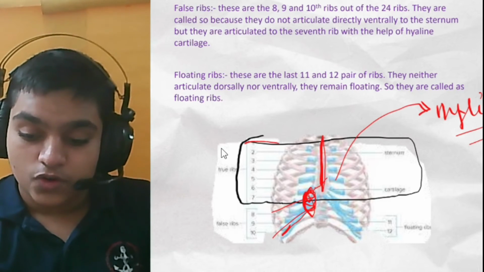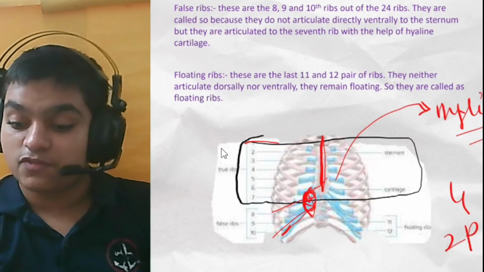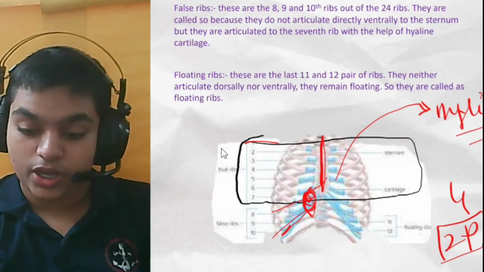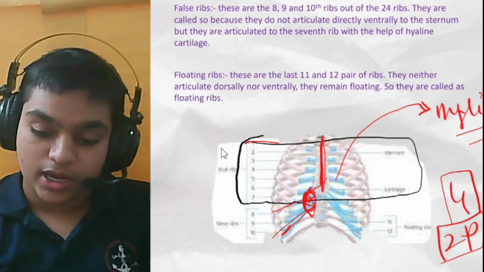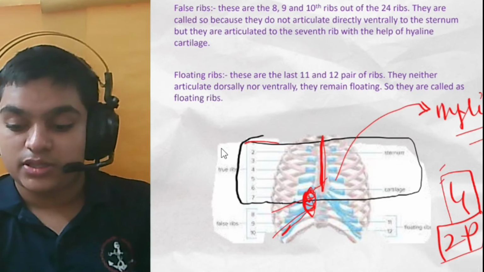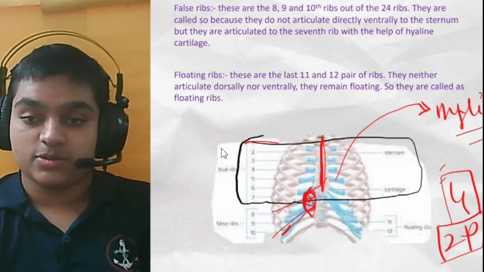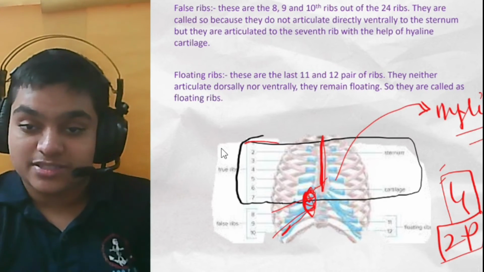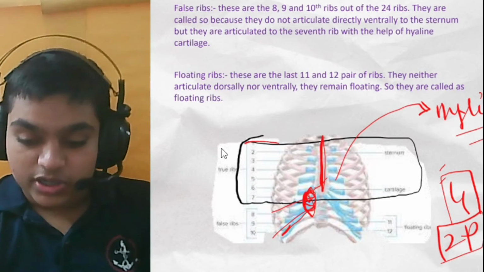We have 4 floating ribs or 2 pairs of floating ribs. They can confuse you. I got confused in one of the books while I was doing my questions. They asked the number of floating ribs and I chose 2. They did not ask me pairs, but I chose 2. I lost my mark.